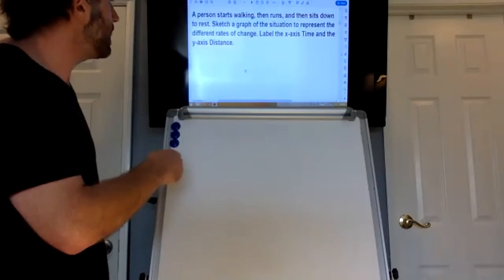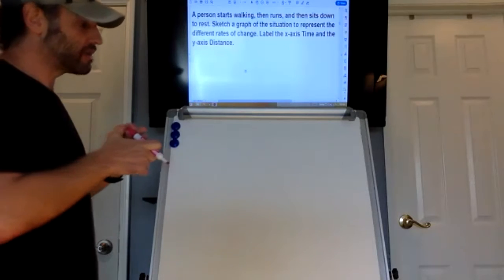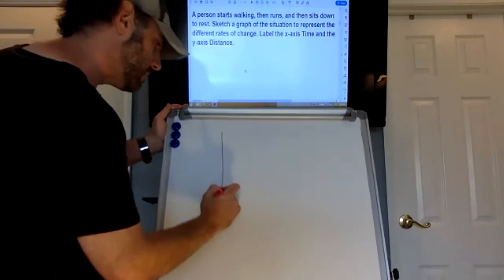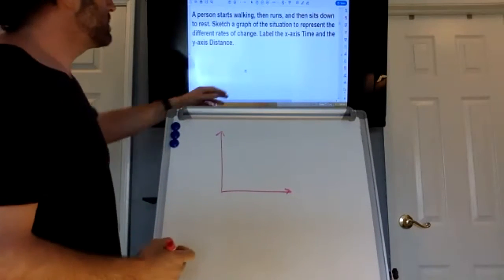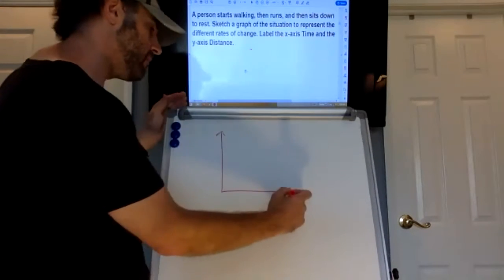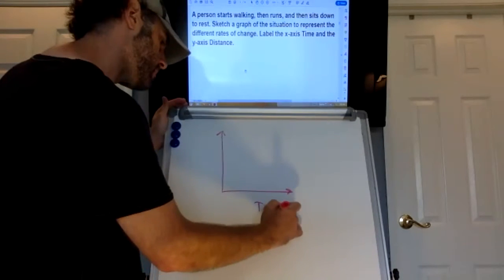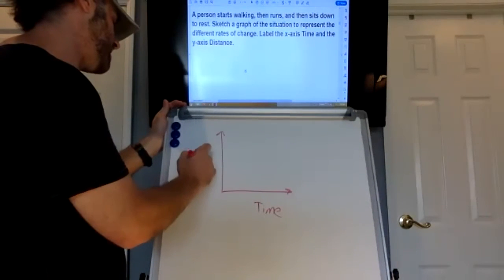All right, let's get to the lesson. Let's take a look. So you have this quadrant 1 coordinate plane. It says label the x-axis as time and the y-axis as distance.